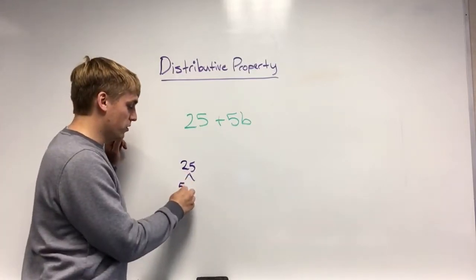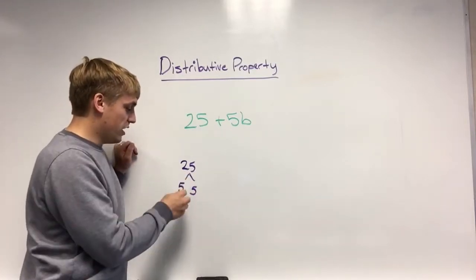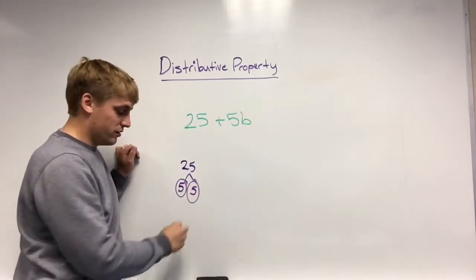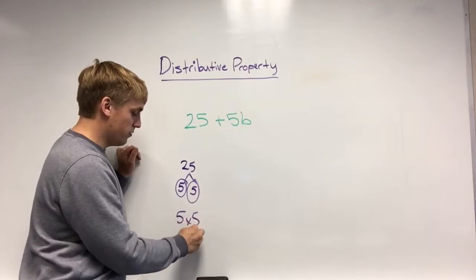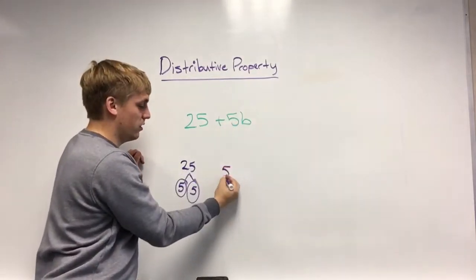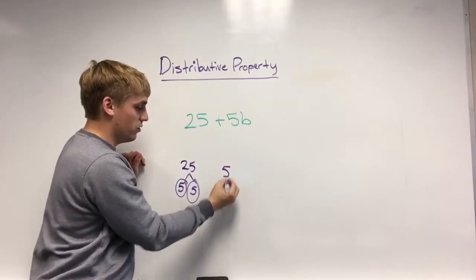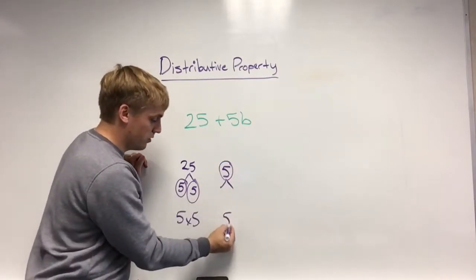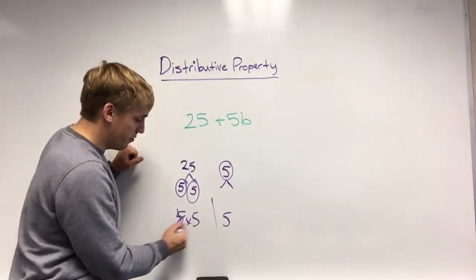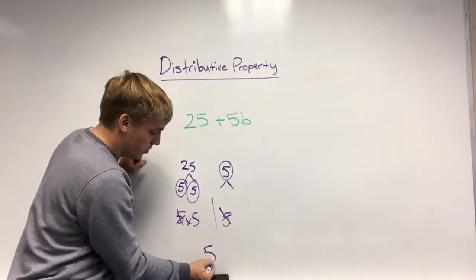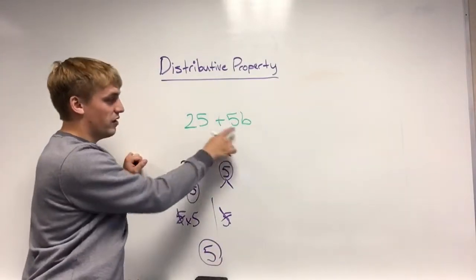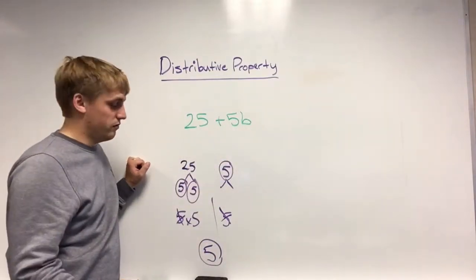So I will take 25 and factor it out until I get my prime factors, 5 times 5, and then I'll take the whole number on 5b and factor that out. Well, this is a prime number. Then we decide which ones they have in common. They both have a 5, so we write it one time. They have nothing else in common. So the greatest common factor of 25 and 5 is 5.